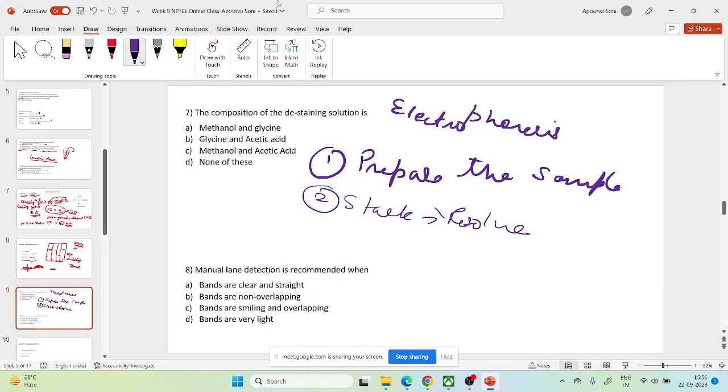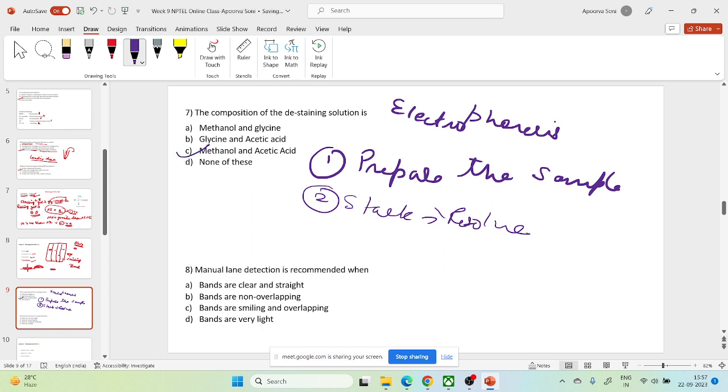So the composition of the destaining solution is methanol and glycine, glycine and acetic acid, methanol and acetic acid, or none of the above. What is the composition of destaining solution? Methanol and acetic acid. Right.